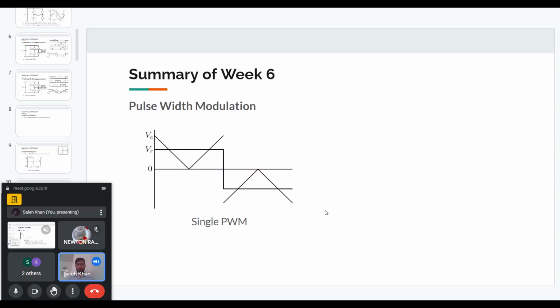So the first option is to have a single pulse, and that can be generated in this way. We have a carrier, VC is the carrier. The carrier will be a triangular waveform, and then we have a reference waveform. When the reference intersects the carrier, at that point we will turn on the switch, and when it again intersects, we will turn off the switch. So we will get one pulse in this case.